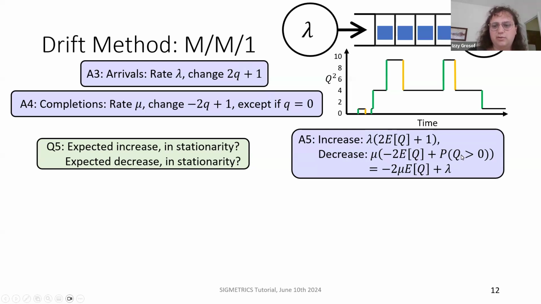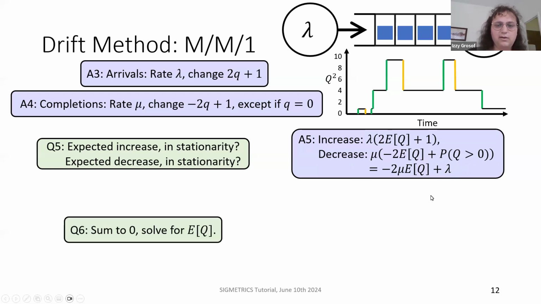plus Q length plus the probability that the Q length is greater than 0, and that's to correct for that edge condition. And since we know the probability that Q length is greater than 0 is just lambda over mu, we can multiply it all out and simplify it like this. So now we know that the increases have to balance the decreases. So these two terms here are going to sum to 0.